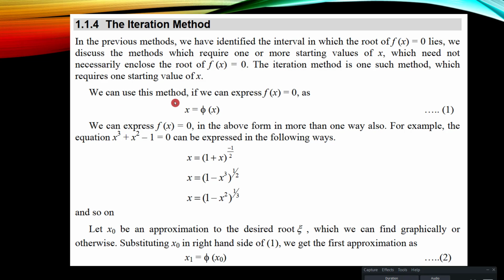We can use this method only if we can express f(x) = 0 as x = phi(x). We can express f(x) = 0 in the above form in more than one way also. For example, the equation x cubed plus x squared minus 1 equal to 0 can be expressed in the following ways. By taking x as a common factor, we can convert the equation into a new form. Similarly, these ones.